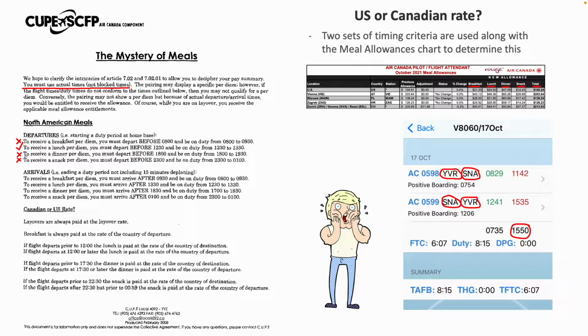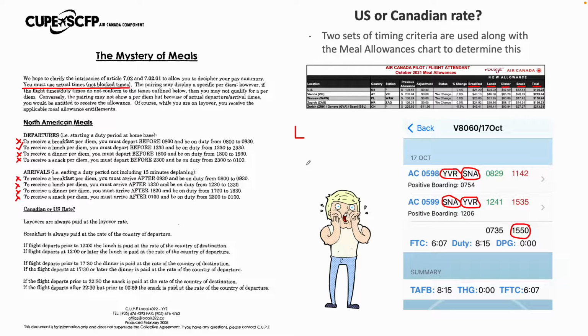For arrivals, since I know that lunch is the first per diem I'm entitled to, I have no need to check for lunch in the arrivals column either. To receive the dinner per diem, I must arrive after 6:30 and be on duty from 5 to 6:30. As we previously established, I complete my duty day at 3:50 p.m. So dinner does not apply, snack does not apply. So we've dealt with the first part. This particular set of criteria for departures and arrivals helps us determine if we're entitled to any sort of per diem at all. So for this pairing, I am entitled to a lunch per diem.